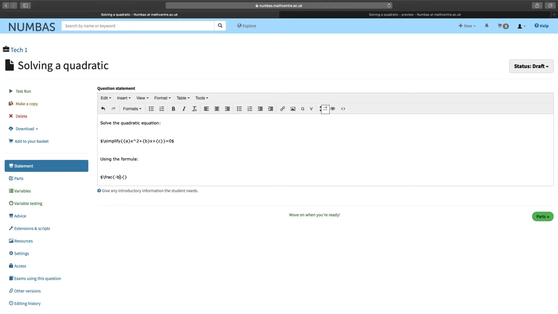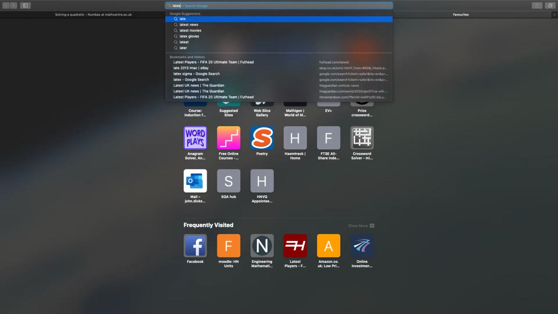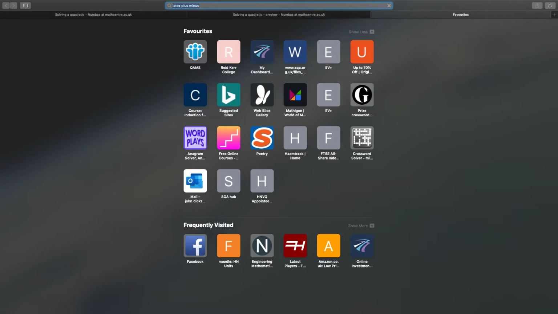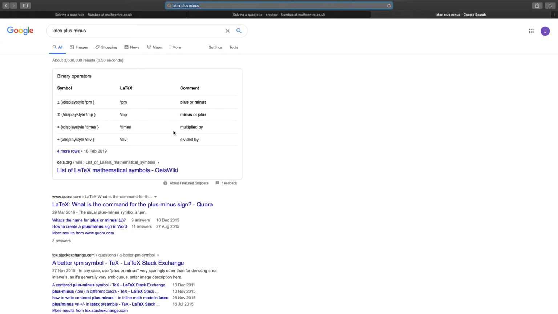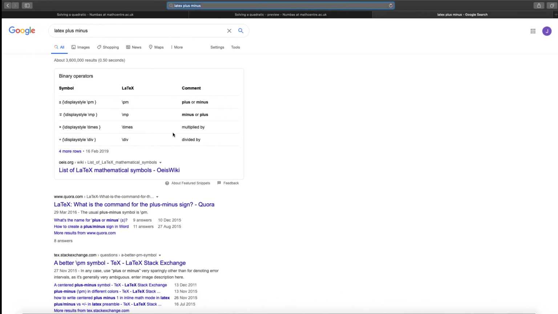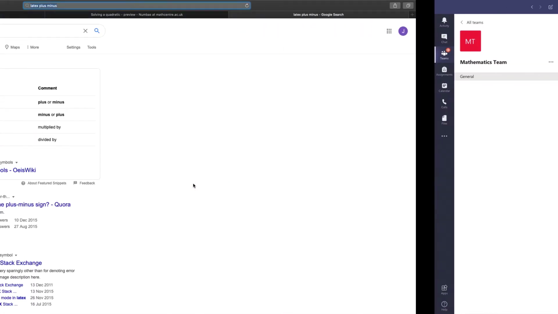plus and minus. I think that'll be just, I'm going to have to look this up. LaTeX plus minus, pm. Right, so where's my thing gone?